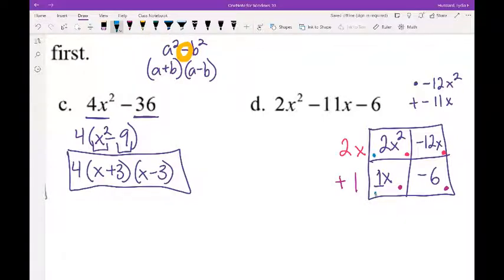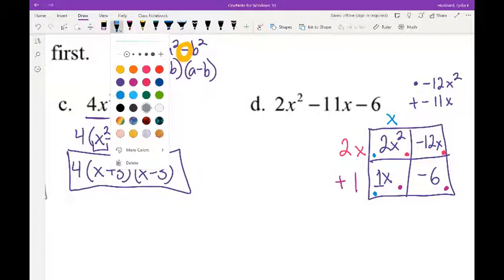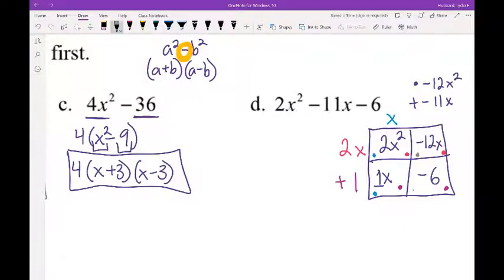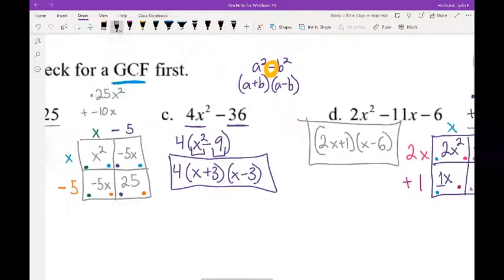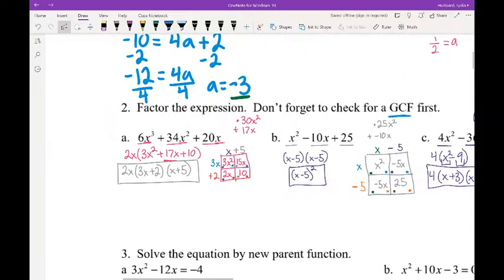Out of the left two, I can only take out an x out of that. And out of the right two, that x term is negative, so I'm taking out a negative number, and both of them have a 6 in common. So this would factor to 2x plus 1, x minus 6. And that would be my answer. And I'm done because I don't have any squared terms left. I can't factor any further, and I'm not solving. Okay. And so that's how we would factor those.